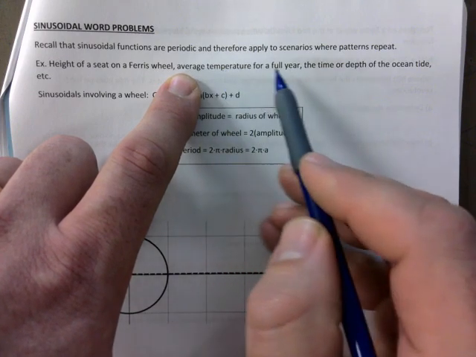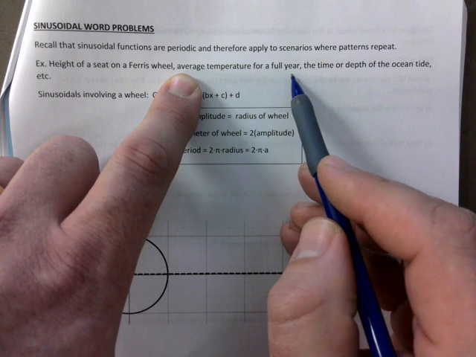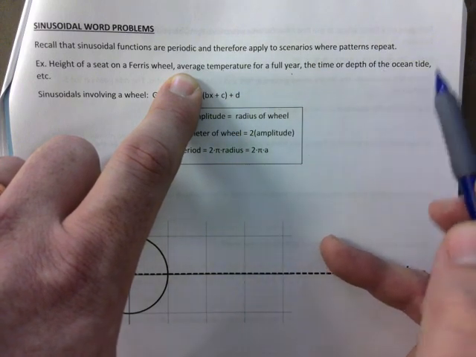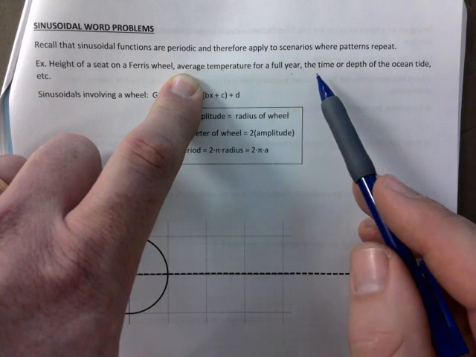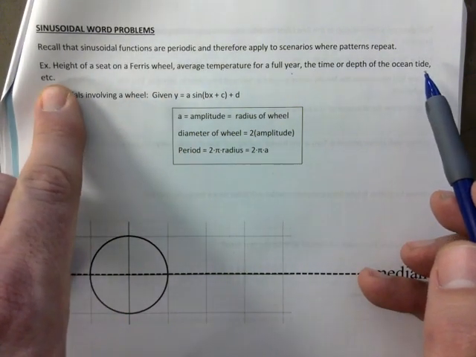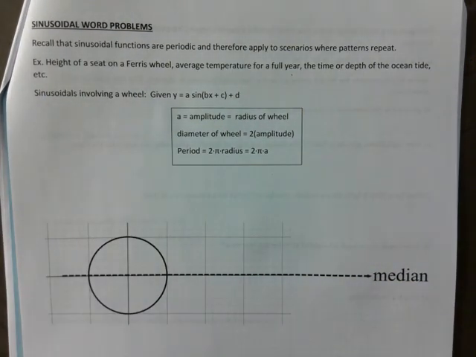Anyways, average temperature for a full year, right? So if you were to plot the average monthly temperature for any particular year, you would have a cyclical periodic function. The time or depth of the ocean tide, etc. It could also be a rock getting stuck in a tire. And if you were to plot the height of that rock over time, it would also be periodic.